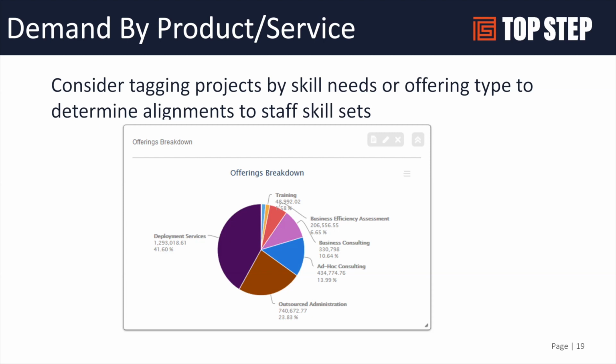So understanding the types of projects, defining and tagging those, and then being able to report on those in these types of graphs and show what percentage of your business is driven by which types of projects, is another way to help you get a vision of your PS organization and be able to adjust and hire accordingly based on your expected demand of skill sets.